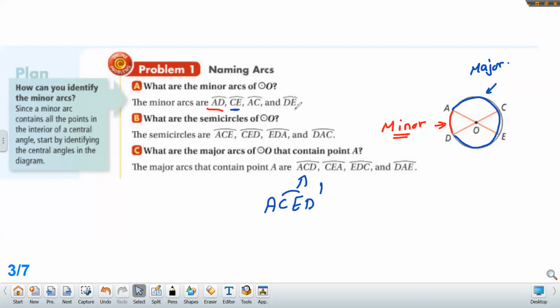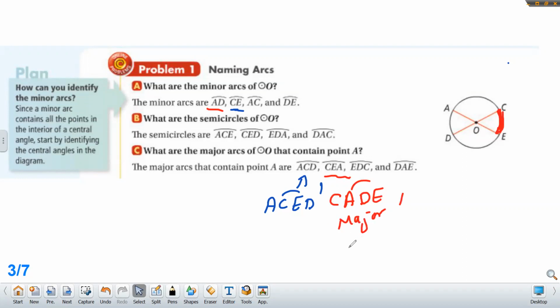Okay, the second one, CE. Let me erase that. Look at CE as a minor, right? What is the rest here? The rest will be C, A, D, E, or you can read it from the opposite side, which is E, D, A, C. So I can read it from this side. Here he just neglects one of them, right? I can say that CADE is major.